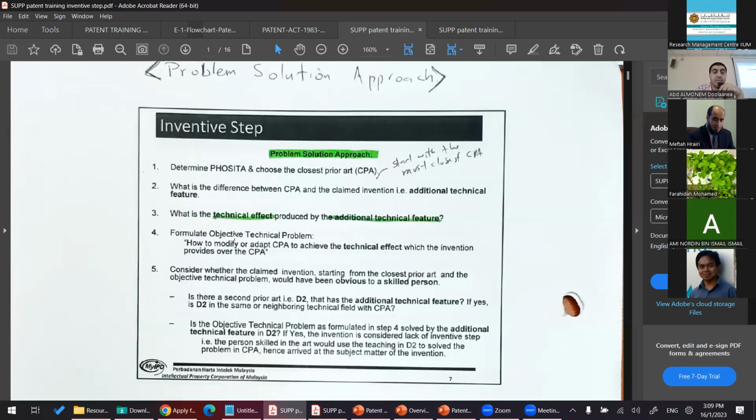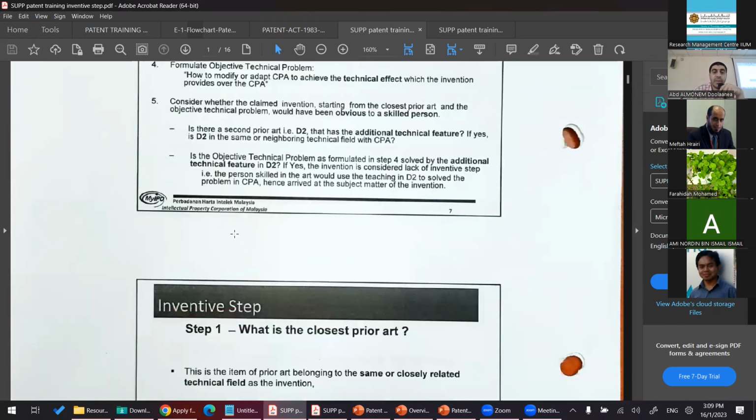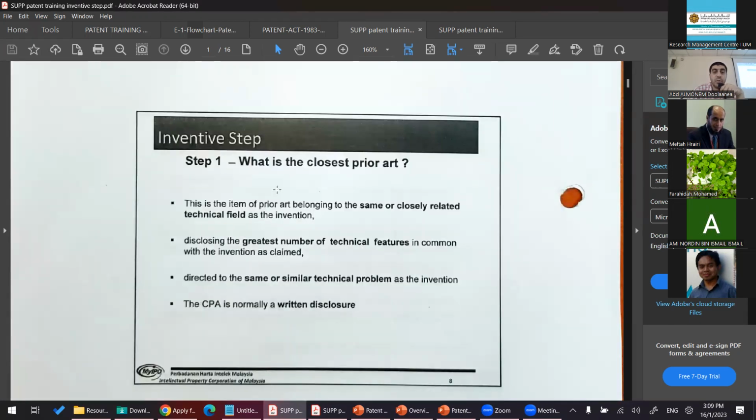So these are the steps which we already summarized. What is the closest prior art? This is the item of prior art belonging to the same or closely related technical field as the invention, disclosing the greatest number of technical features, directed to the same or similar technical problem, and normally is a written disclosure. So this is basically what we consider the closest prior art.